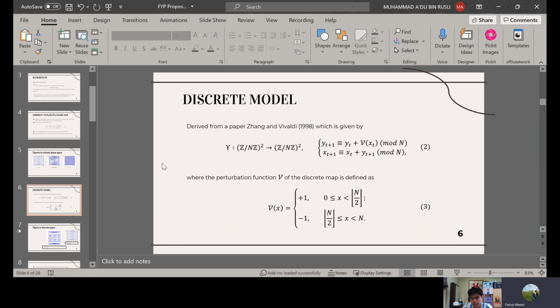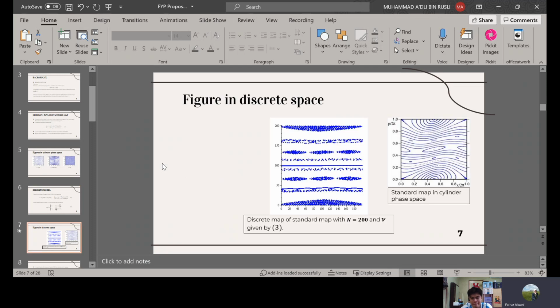Okay. Apa beza dia, sebab kita punya discretize kita buat dalam mode N. Kalau dalam bahagian standard map yang biasa, dia buat in mode 2pi sebab dia guna 2pi darab 2pi punya phase space. Okay, itu beza dia. Tu kalau dia orang tanya lah, kalau dia orang tak tanya tak payah jawab. Okay, next figure page 7.